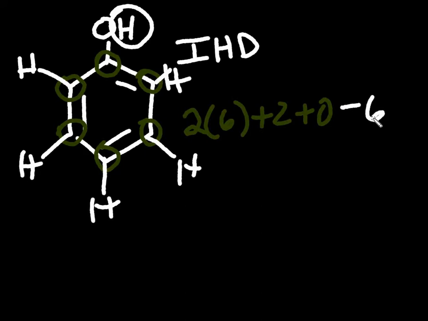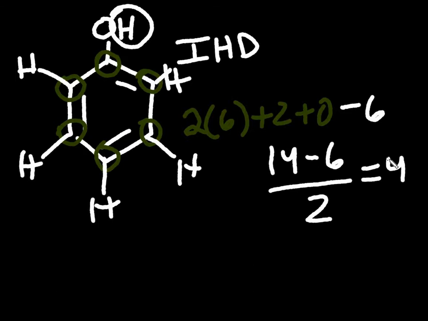2 times 6 is 12. 12 plus 2 is 14. 14 minus 6 over 2. Again, for this one, we get 4. Okay.